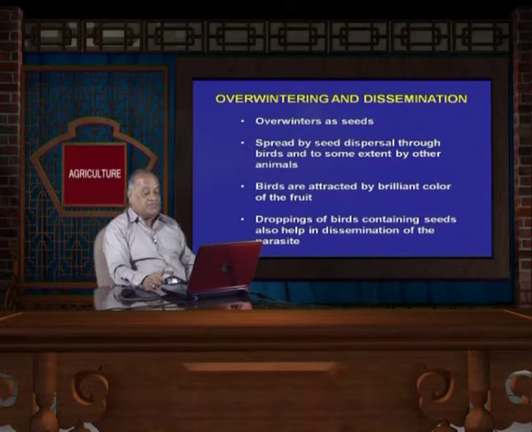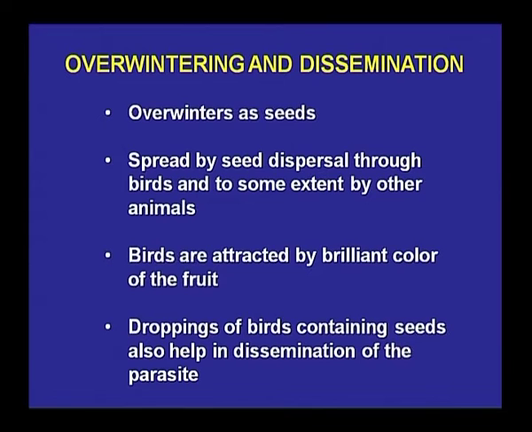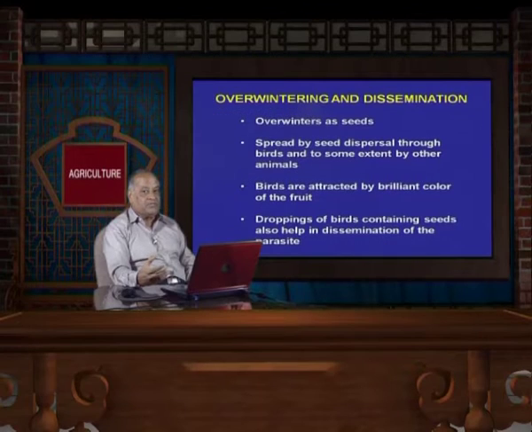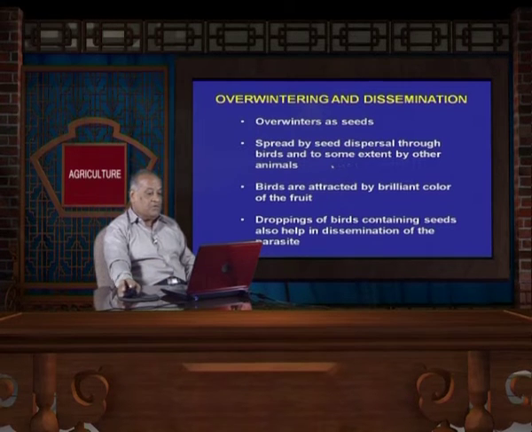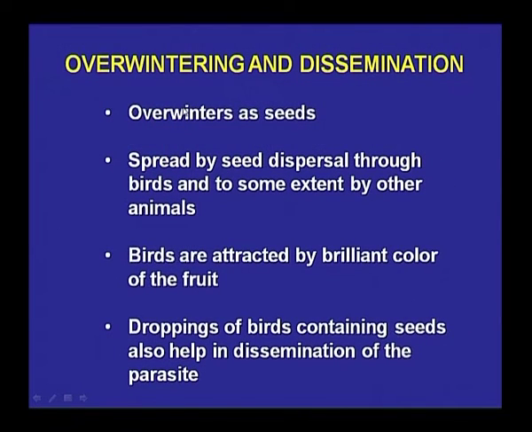Overwintering and dissemination. In this case, they overwinter as a seed, spread by seed dispersal through birds and to some extent by other animals, because birds are very much attracted by the bright color of the fruits and flowers, and they visit such parasites, and they help in dissemination of the seeds. Birds are attracted by brilliant color, and droppings of birds containing seeds also help in dissemination of the parasite.